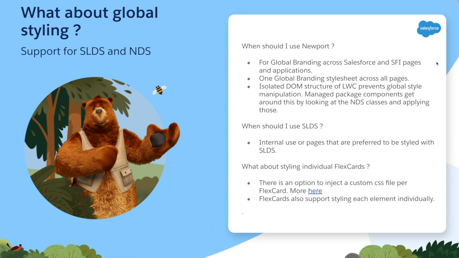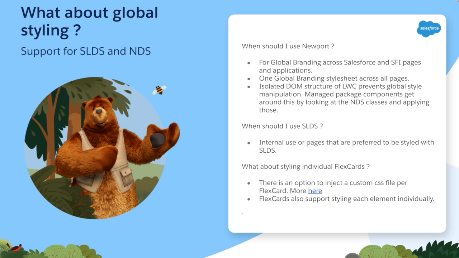What about global styling or styling in general? As you know, the OmniStudio package comes with two flavors when you create your FlexCards. One is the standard Salesforce Lightning design system, and the other one is the Newport design system. So when should I choose what?